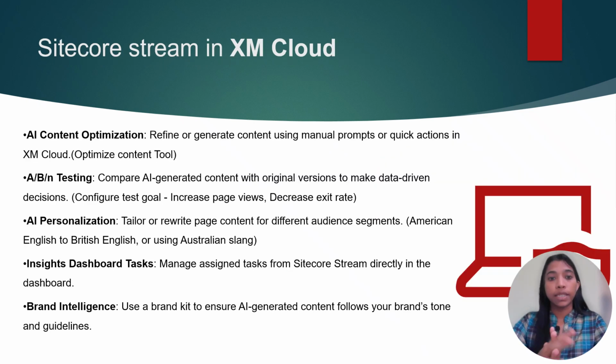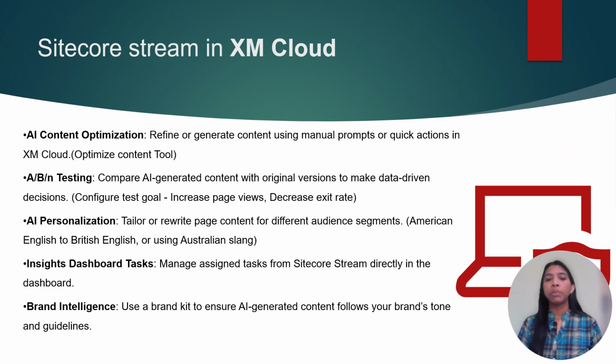And now in the XMCloud, the content generation, the content translation, and the brand intelligence, everything is possible. Along with that, personalization: we can generate content based on the audience's previous search history or their geography, their region, etc. So for example, we can translate American English to British English, or we can personalize it to Australian slang. All these are possible with the help of AI.